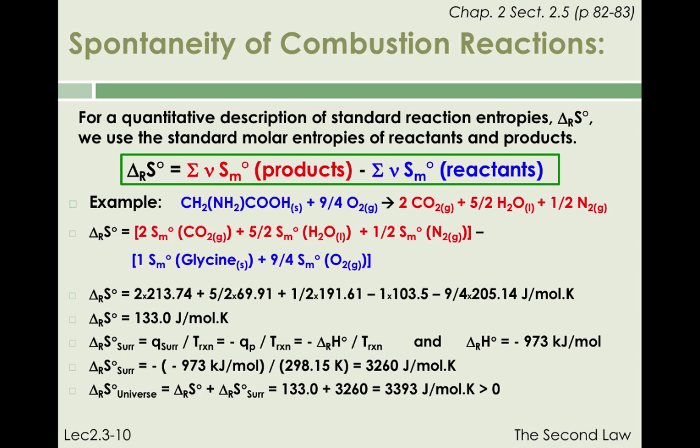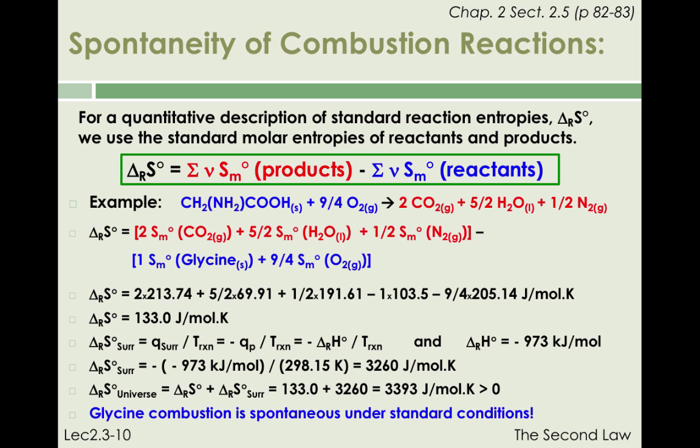So, the change in the standard entropy of reaction for the universe as a result of this combustion reaction is equal to ΔrS standard for the system plus ΔrS standard for the surroundings, or 133 joules per Kelvin per mole plus 3,260 joules per Kelvin per mole, or 3,393 joules per Kelvin per mole, which is a very large number that is positive. Hence, we conclude that under standard conditions, the combustion reaction of glycine is spontaneous.